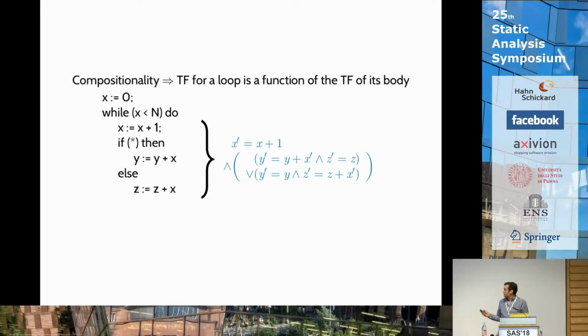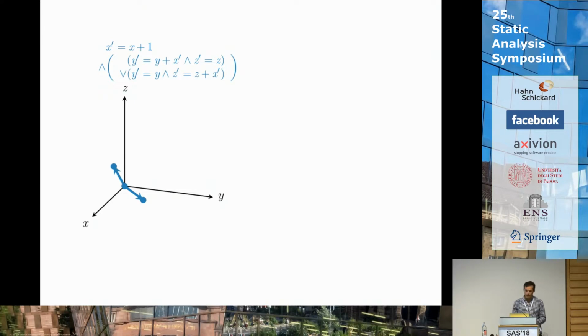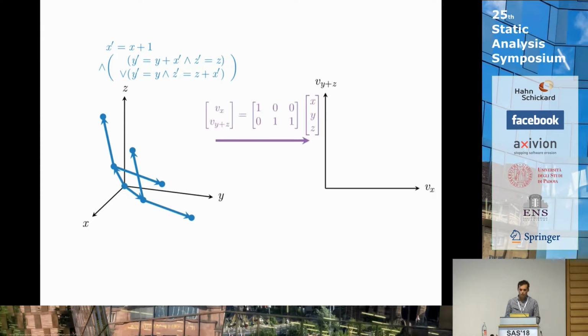All right, so let's take this transition formula for the loop body and look at what it looks like geometrically. So we have 3 program variables, so we can imagine a state as being a point in 3-dimensional space. If we begin at the origin, then we have 2 possible successors corresponding to either incrementing y or incrementing z. If we take another step, then we have 4 successors, and so on and so on. So the way that we're going to approximate the dynamics of this loop is by considering its image under a linear transformation.